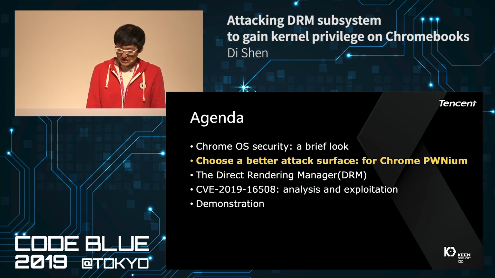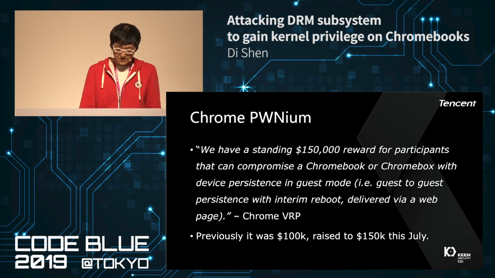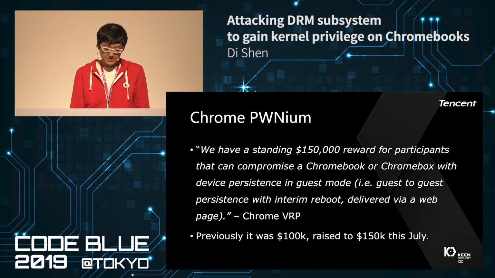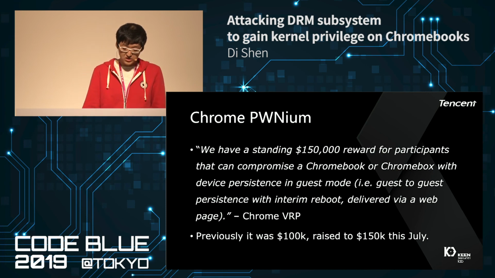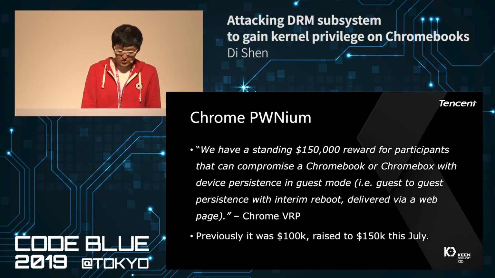So that's all about Chrome OS security today, and I'm going to introduce our exploit chain on Chrome OS. So what is Pwnium? Pwnium is a special program of the Chrome VRP, and Google says that we have a standing $150,000 reward for participants that can compromise a Chromebook or Chromebox with device persistence in guest mode. Previously the prize was $100,000, but starting from this July, it has been raised to $150,000 US dollars.